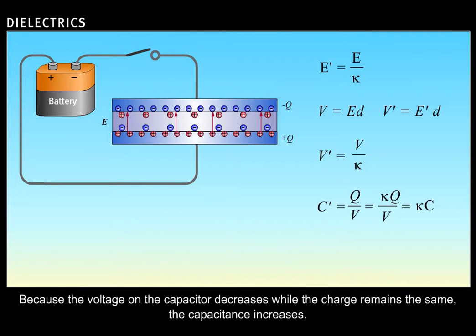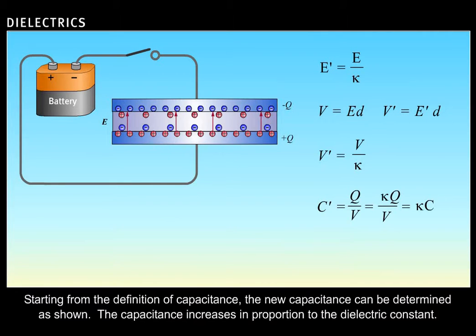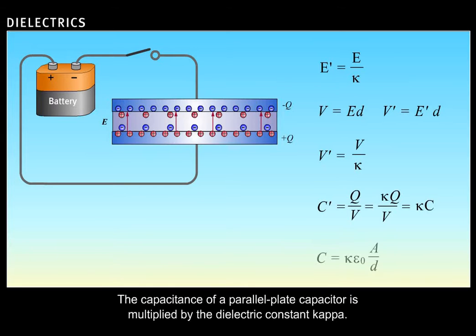Because the voltage on the capacitor decreases while the charge remains the same, the capacitance increases. Starting from the definition of capacitance, the new capacitance can be determined as shown. The capacitance increases in proportion to the dielectric constant. The capacitance of a parallel plate capacitor is multiplied by the dielectric constant kappa.